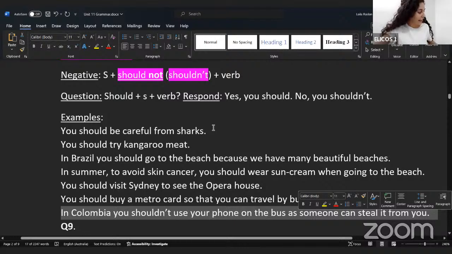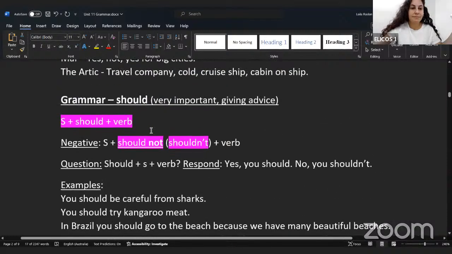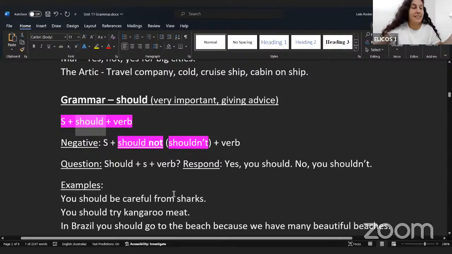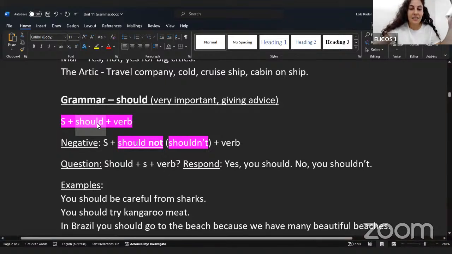So if you have a look at page 133, it says the grammar box should and shouldn't. So what form is the verb should? Because if I said you should rent a car, you shouldn't go somewhere in winter. Should I go with a tourist guide? So should and shouldn't is in the infinitive form.